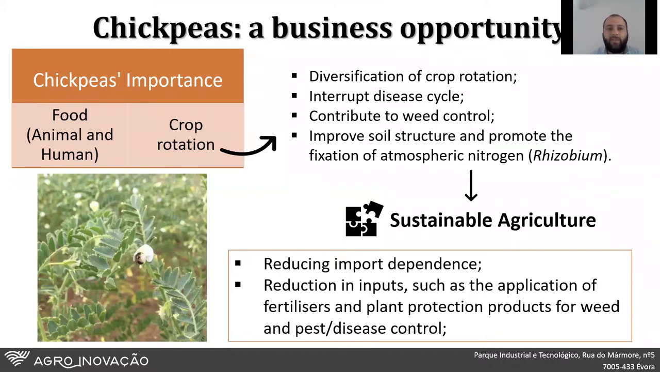So, chickpea crop is important for animal and human consumption, but also highly relevant for the agricultural system and soil conservation. It allows the diversification of crop rotation, interrupts disease cycles, contributes to weed control, improves soil structure and promotes the fixation of atmospheric nitrogen as a result of the symbiotic association of their roots with the bacteria rhizobium. With this, it has been possible to practice sustainable agriculture with a reduction in inputs, namely the application of fertilizers and plant protection products for weed and pest disease control.